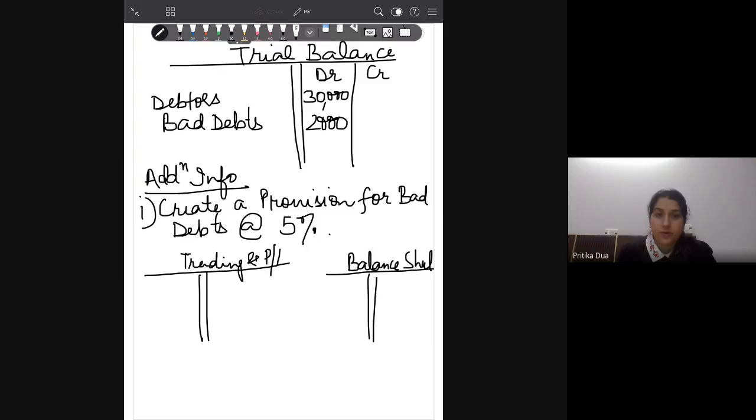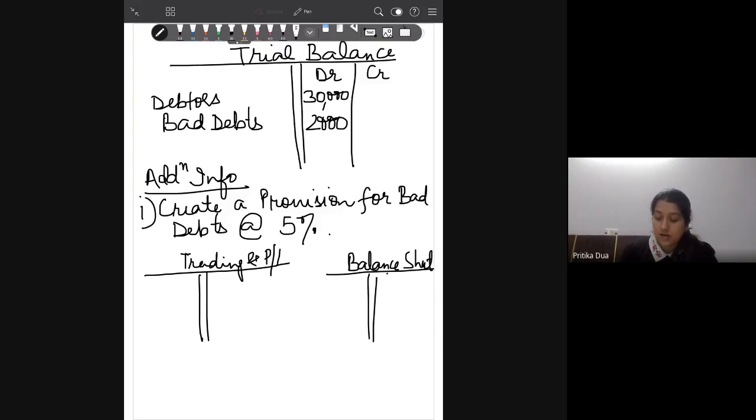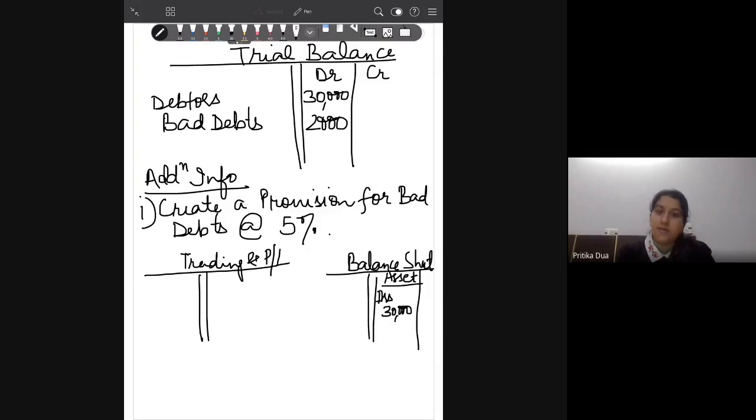So let's start with the entries in the trial balance. You know that debtors go on the asset side of the balance sheet. This amount will appear as 30,000. बट क्योंकि एडजस्टमेंट है तो अभी मैं इस वैल्यू को इनर कॉलम में ही लिख रही हूँ। पूरी एडजस्टमेंट करके फाइनल वैल्यू हम आउटर कॉलम में डालेंगे। उसके बाद बैड डेट्स आपको 2000 दिए। They come on the debit side of the P&L account to bad debts, and this amount will be 2000.